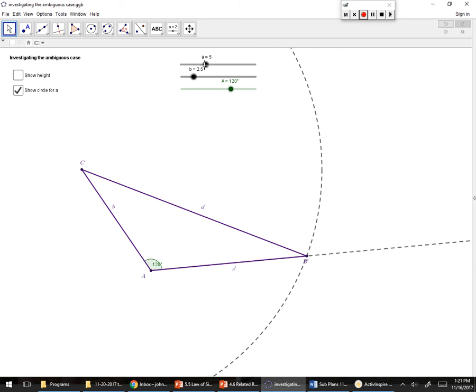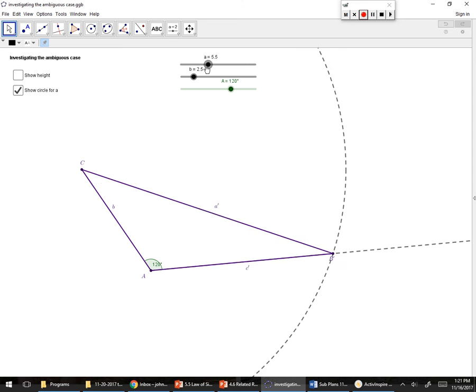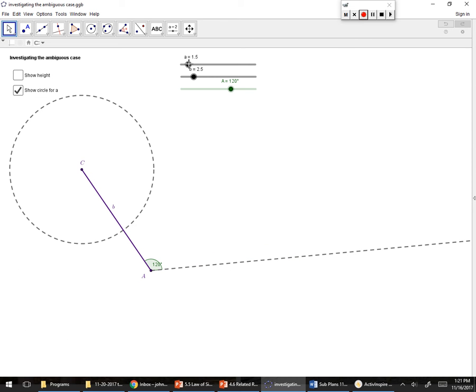Yeah. I'm just saying, is this situation going to break if I move these sliders in any particular way, Samantha? Yeah, if A gets too small. And by too small, what do you mean? Too short? Shorter than B. Shorter than B, right? If it's shorter than B, we have a problem, don't we?